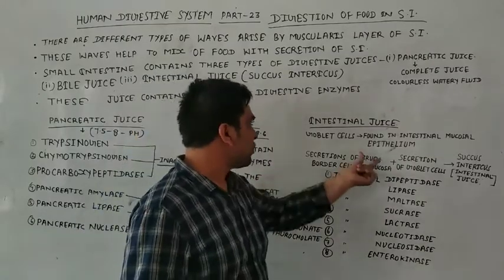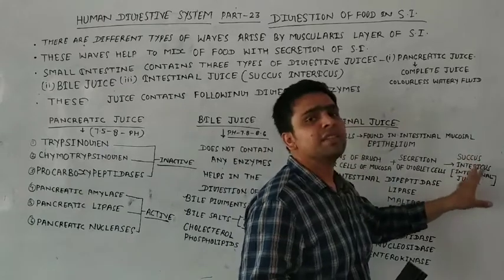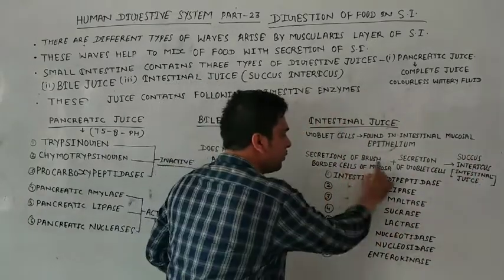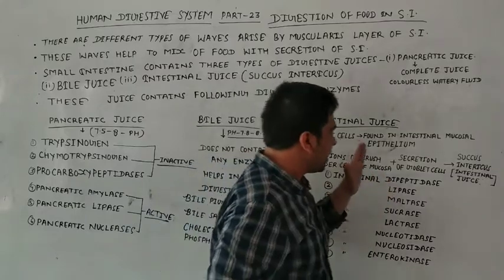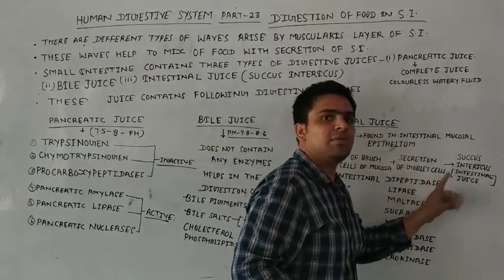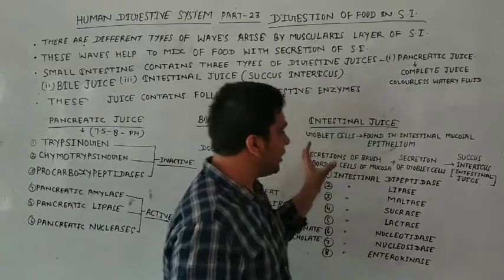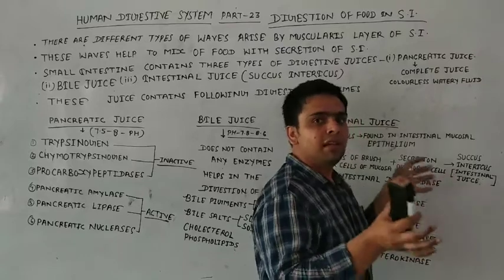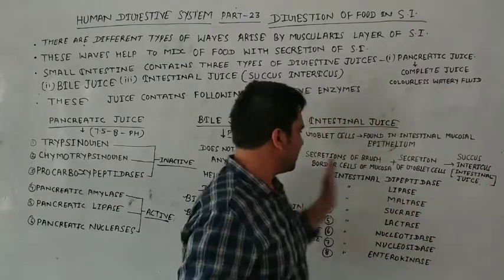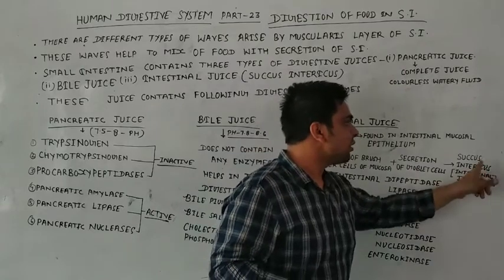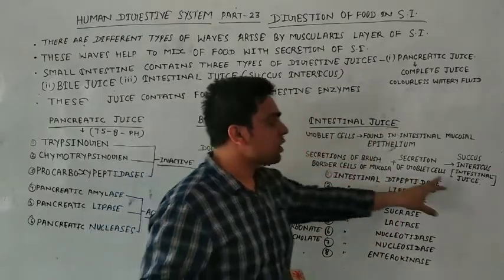These secretions further mix with the secretions of brush border cells of the mucosa, and after getting together they form succus entericus, meaning intestinal juice. Note, students: when the secretions of goblet cells mix with the secretions of brush border cells of the mucosa, they form intestinal juice. This is how intestinal juice is formed.